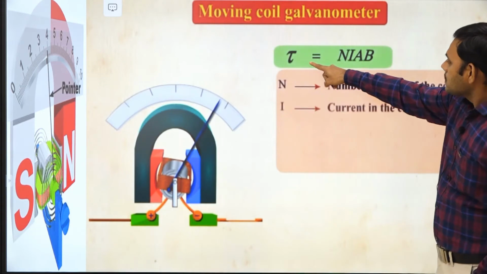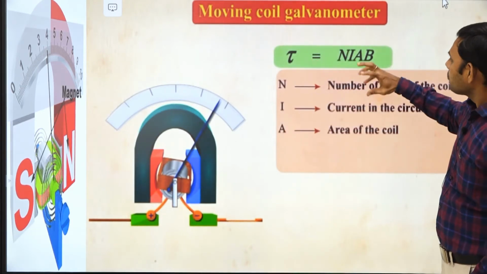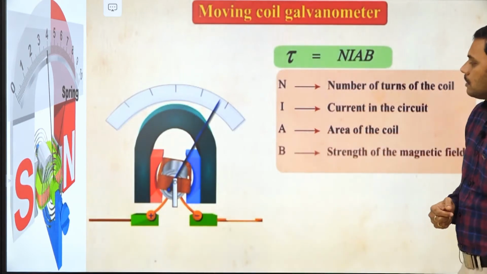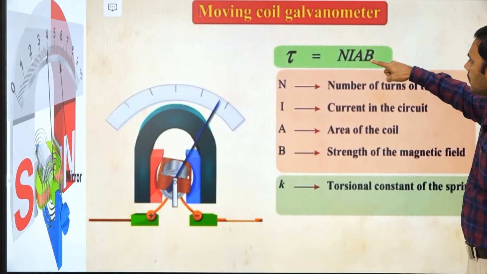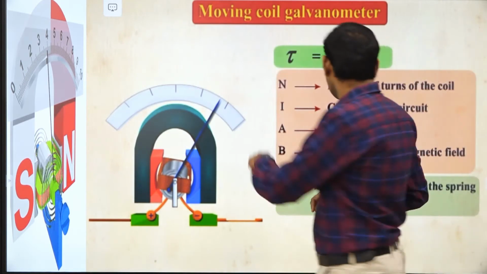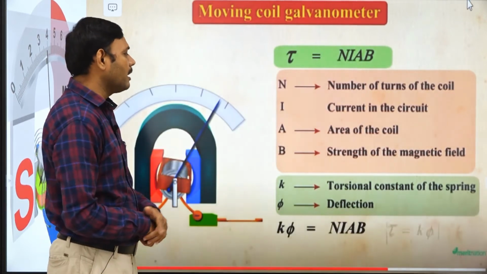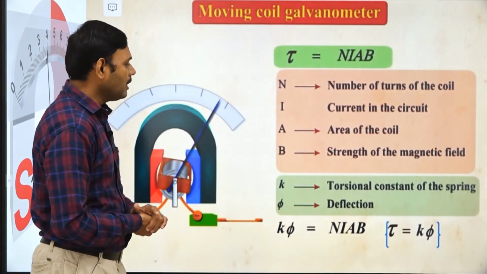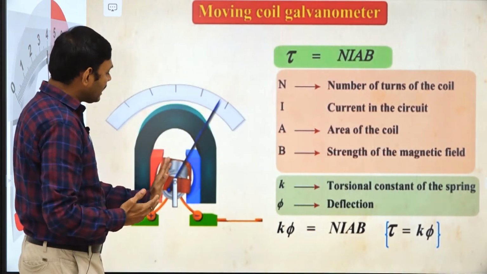So torque exerted by the magnetic field is NIAB, because we kept theta 90 degrees by using magnetic field parallel to the face of the coil. Torque is NIAB. We know the terms. N is the number of turns of the coil, I is the current in the circuit, A is the area of the coil, B is the strength of magnetic field, and the needle deflects and comes to equilibrium and rests at some angle.